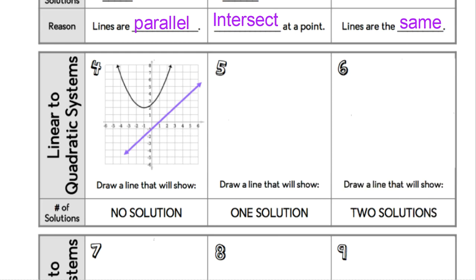An example of that would be like this. We have a line and we have a parabola, but they're never going to intersect each other. The parabola is going completely up away from the line. So those have no solution, no intersection point.